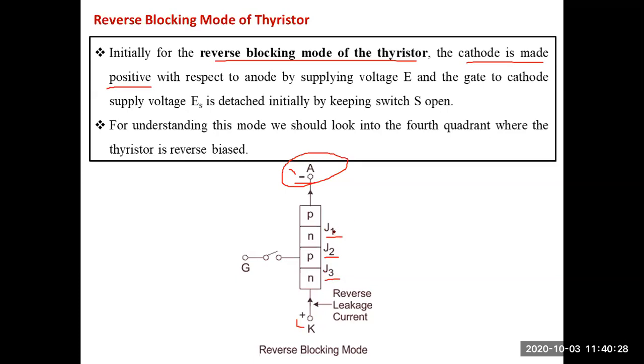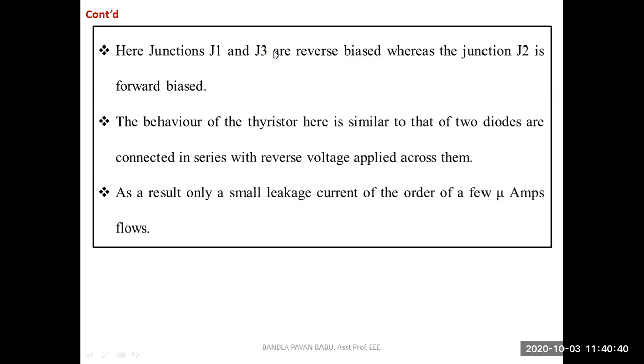Means, so junctions J1 and J3 will be in reverse bias and J2 is in forward bias. Look at this, that's what I have said here. It is mentioned here: junctions J1 and J3 are reverse biased and J2 is forward biased.